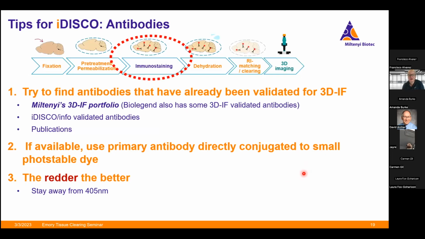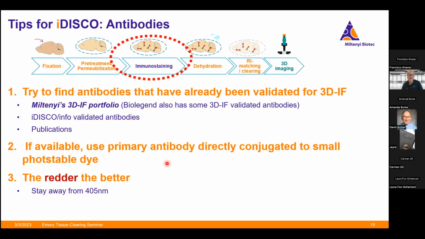So basically, bringing you through these tips for iDISCO, try to find antibodies that have already been validated, whether that's a vendor like Miltenyi selling these 3D antibodies, or you can refer to the iDISCO info page that I distributed to April. They have a list of antibodies, working solution, incubation times, and then go to the publications as well. So these antibodies have already been validated to be compatible with the methanol pretreatment that's necessary for the iDISCO. They already give you nice working dilutions and timing. So this already helps you a lot to get your results faster.